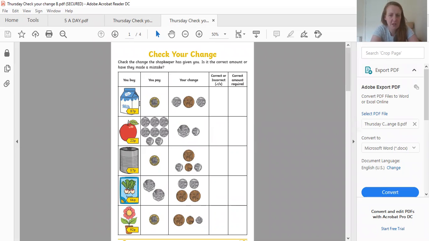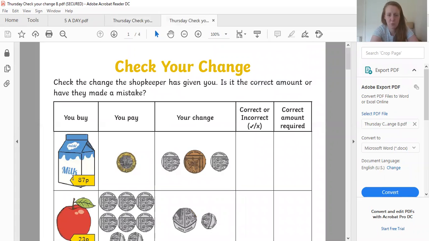So I'll just look at this first one. Let me zoom in a little bit. So here you've got a carton of milk, that's what we've bought, and we're paying with a £1 coin. So you're going to need your scrap pieces of paper again to check. And you might want to draw a number line here. So 87 on one side, 100 on the other, and see how much change it is.